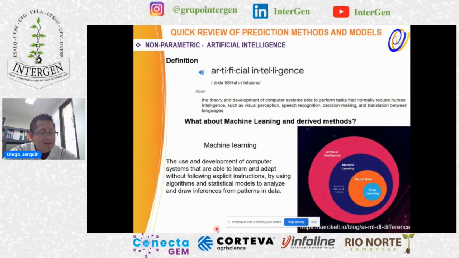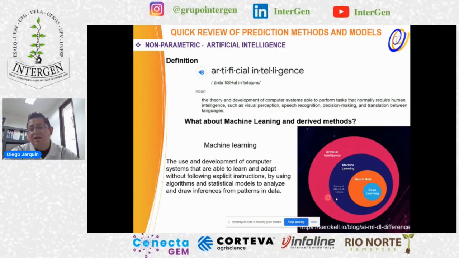Now, regarding the machine learning methods, some of the first things that I did when I started working in this area was to understand or to learn what the AI methods are. So we found that if you Google this, it says that it is the theory and development of computer systems able to perform tasks that normally require human intelligence, such as visual perception, speech recognition, decision making, and translation between languages. But what about machine learning and derived methods?